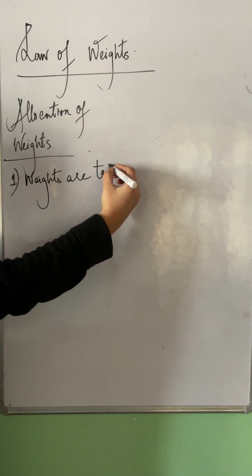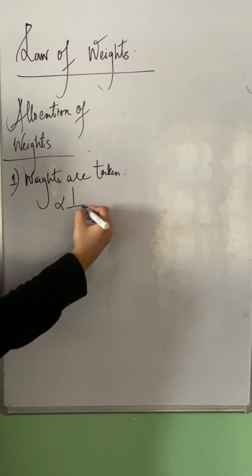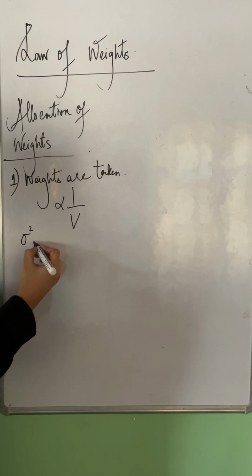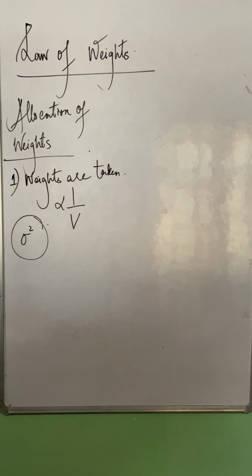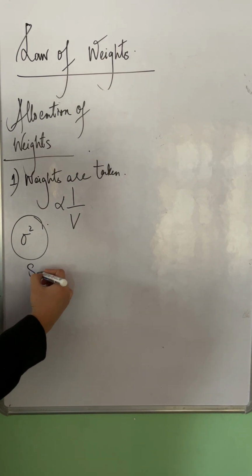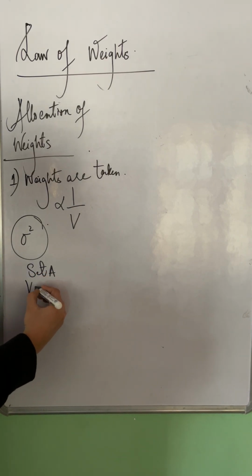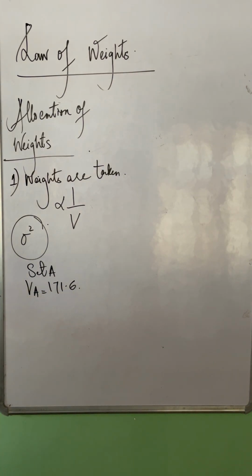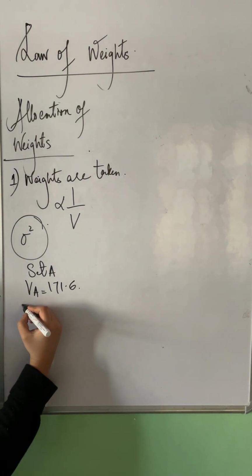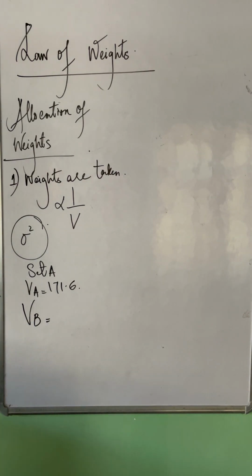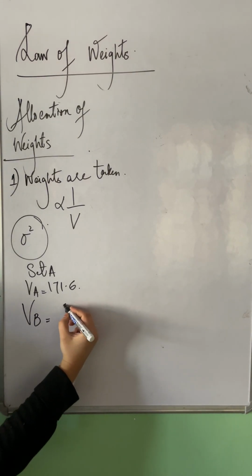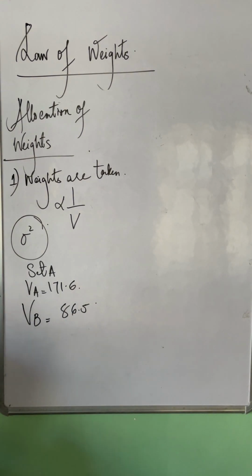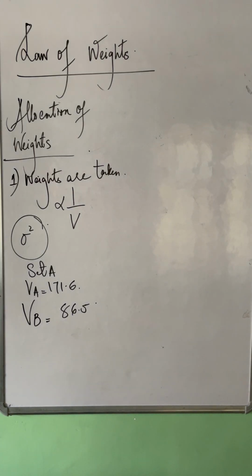Weights are taken inversely proportional to the variance, which is square of the standard error or standard deviation. Let's illustrate this with the help of an example. For example, there is a set A which has a variance of, let's suppose, 171.6. And there is a set B which has variance of 86.5. And how do we allocate weights to them? Weights are taken inversely proportional to the variance.